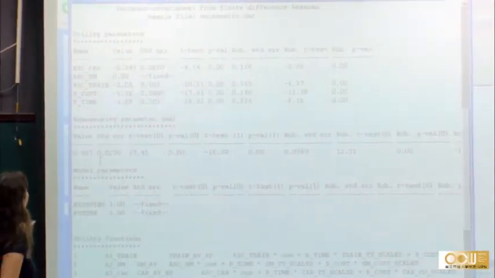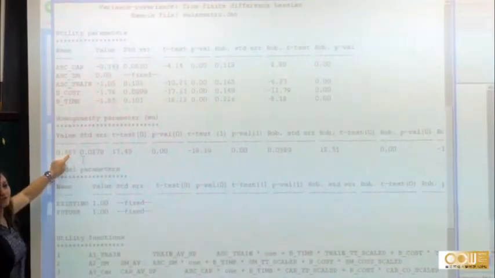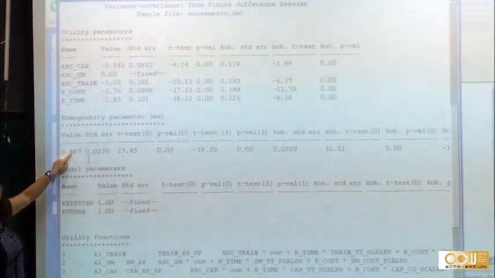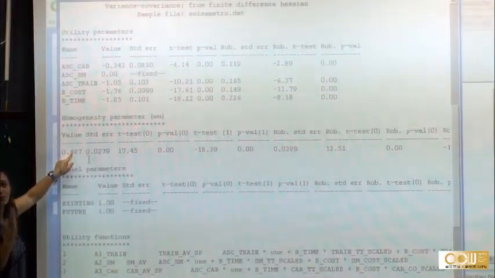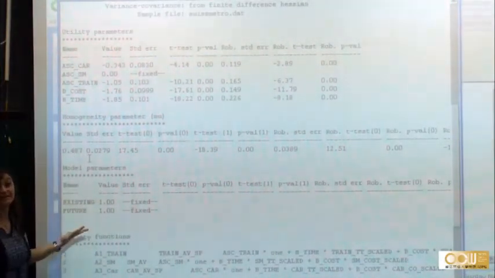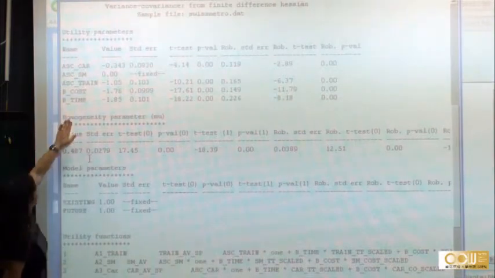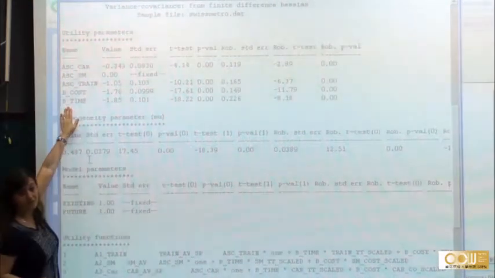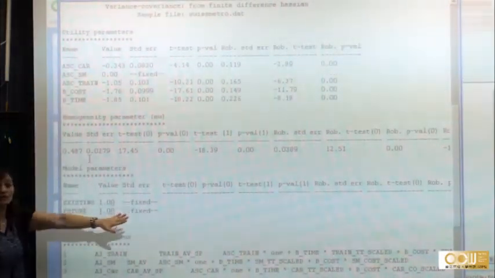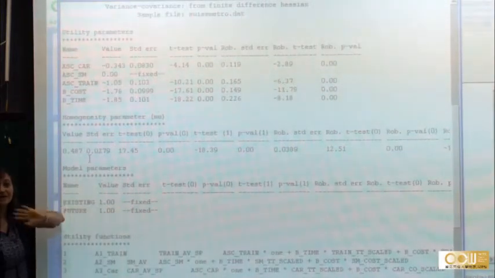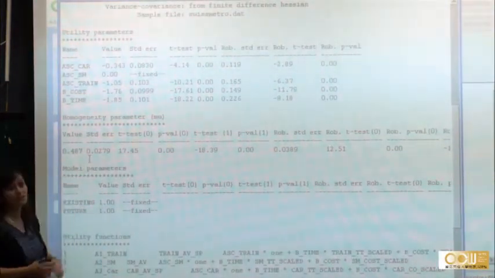So this is more consistent with what you see in the book, right? Theta between 0 and 1. It's more intuitive, but it's exactly the same thing. If you compare this, they don't change. The coefficients don't change, the final value of the log likelihood doesn't change, nothing changes except this normalization issue.